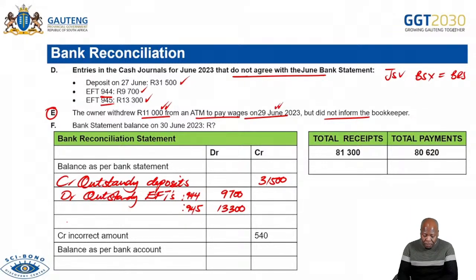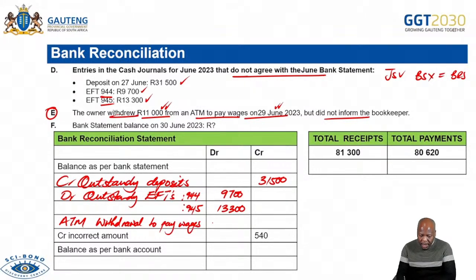That means we need to bring it now to the BRS. Then what do we call this now? It is an ATM withdrawal to pay wages. Okay, an ATM withdrawal to pay wages. Where is it going to go? Is it going to increase our balance or decrease? It's going to decrease because it's a withdrawal. So I'm going to bring it to the debit side. Then I'm going to have my 11,000.